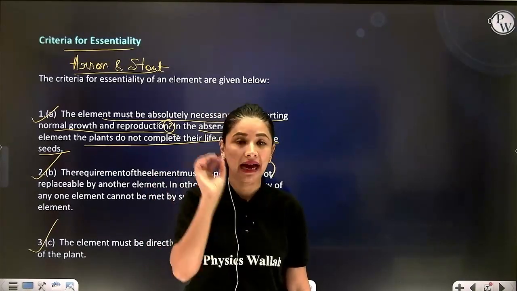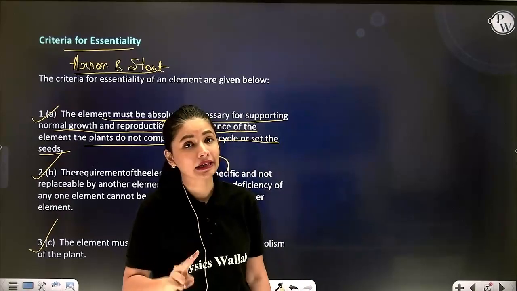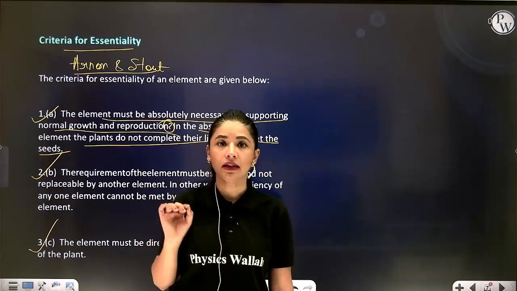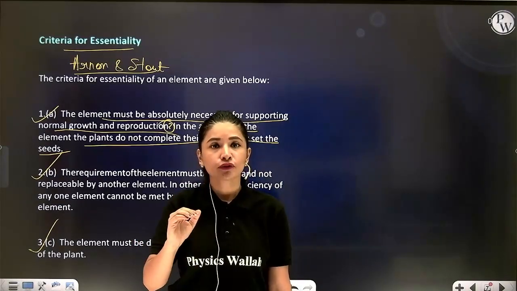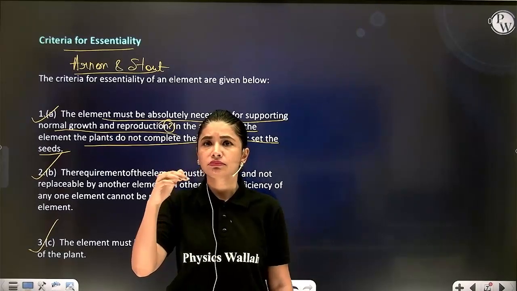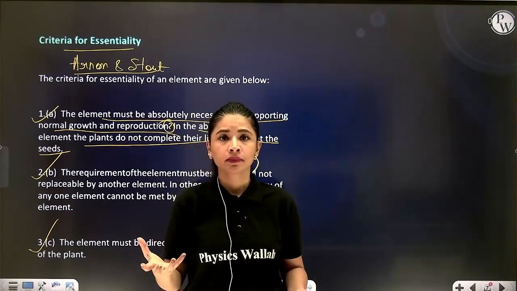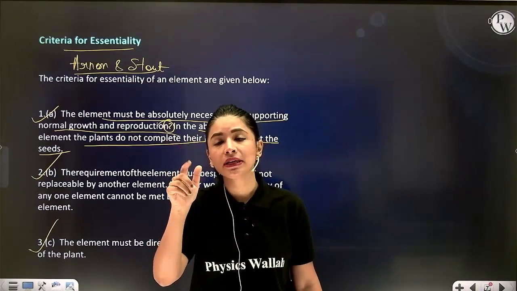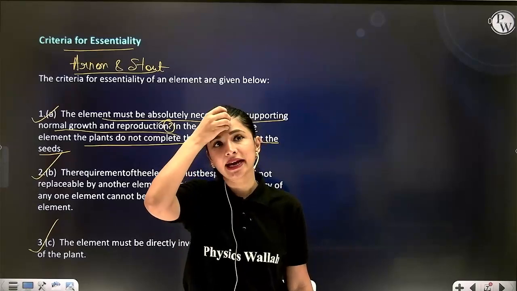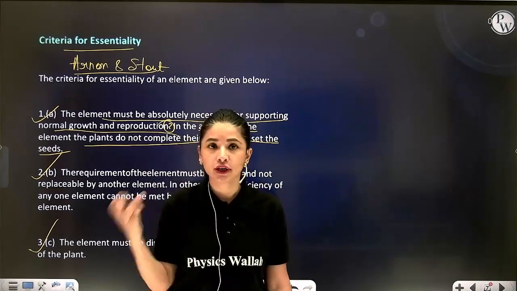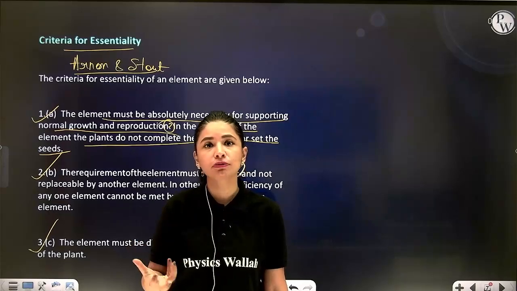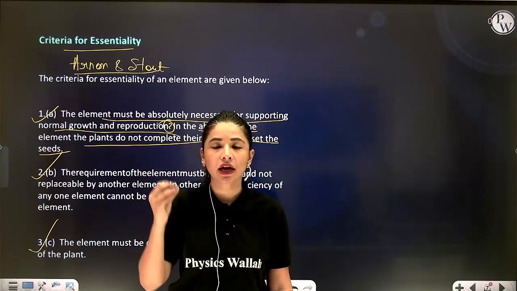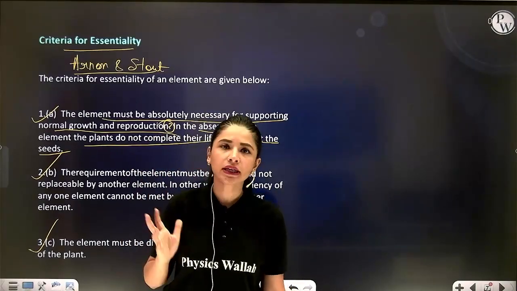First point, it should be directly involved in the metabolism. Second, if that element is not provided, then the plant will not be able to complete its life cycle. Third, if that element is not provided to the plant, then there should be some symptoms visible inside the plant body. Like I said, if I'm not providing calcium to the plant, then maybe growth is getting retarded, maybe the leaves are not able to grow properly, something or the other is happening.